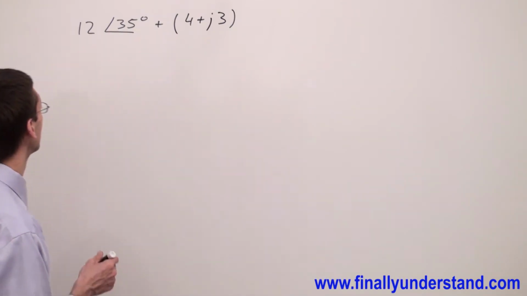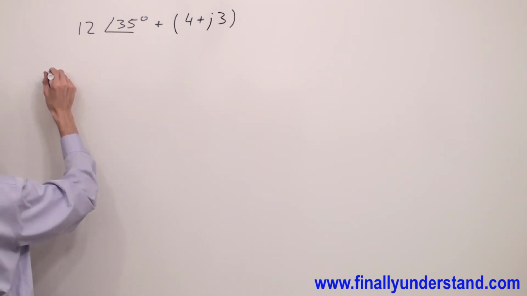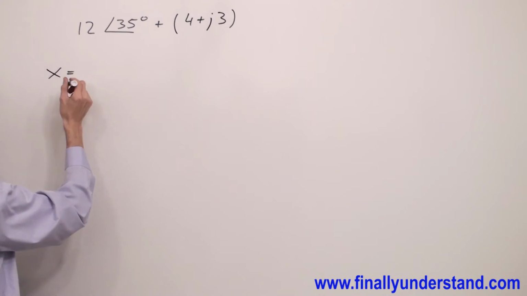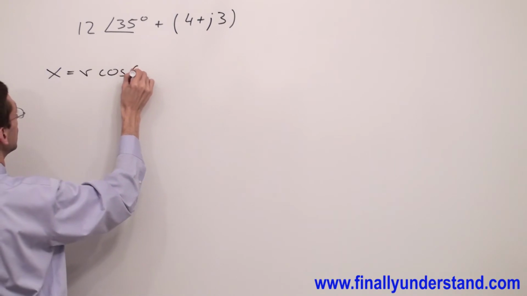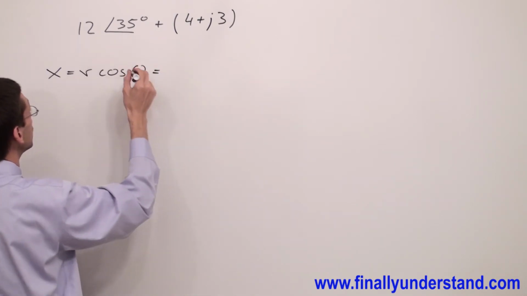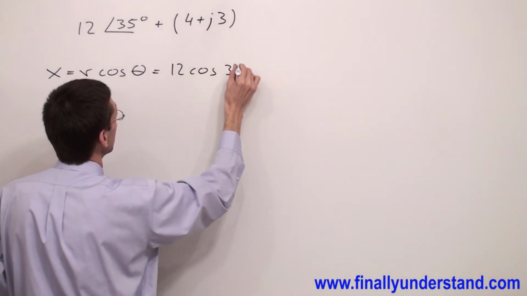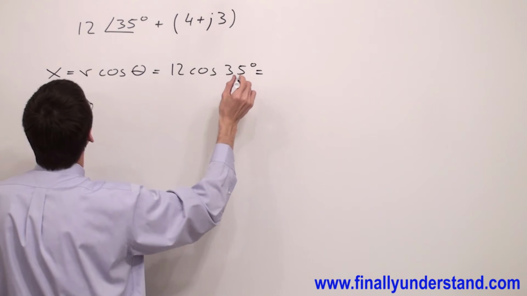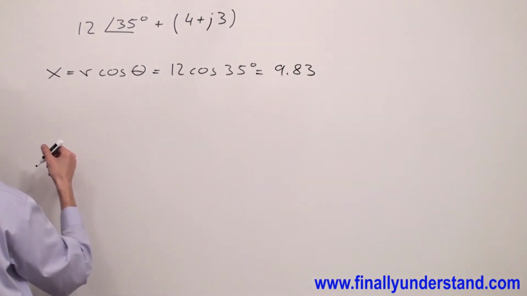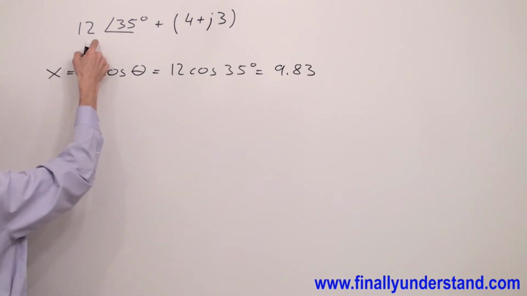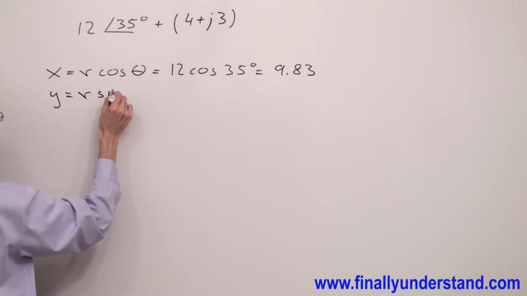Okay? So in order to find the real part, you're supposed to remember this formula already, you have to multiply the magnitude by cosine of the angle. My magnitude is equal to 12. Cosine of angle 35 degrees. This is equal 9.83.